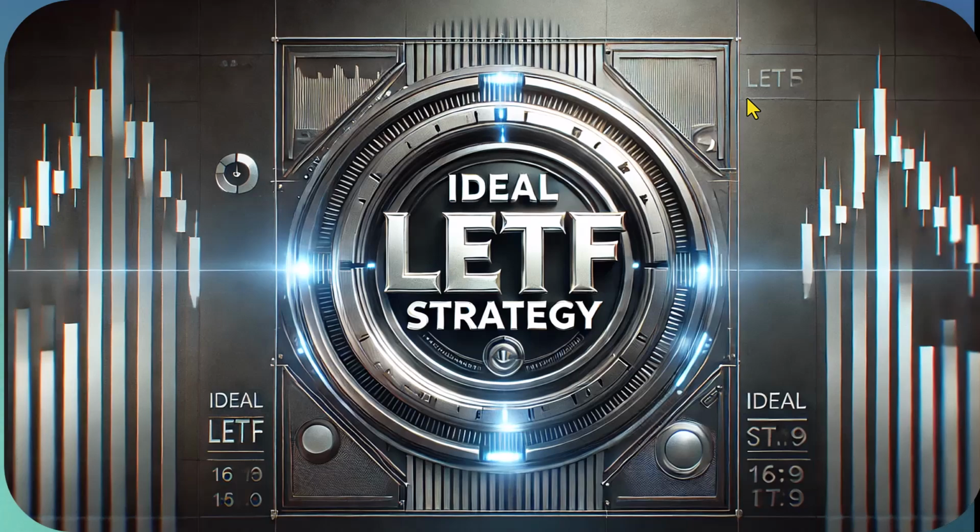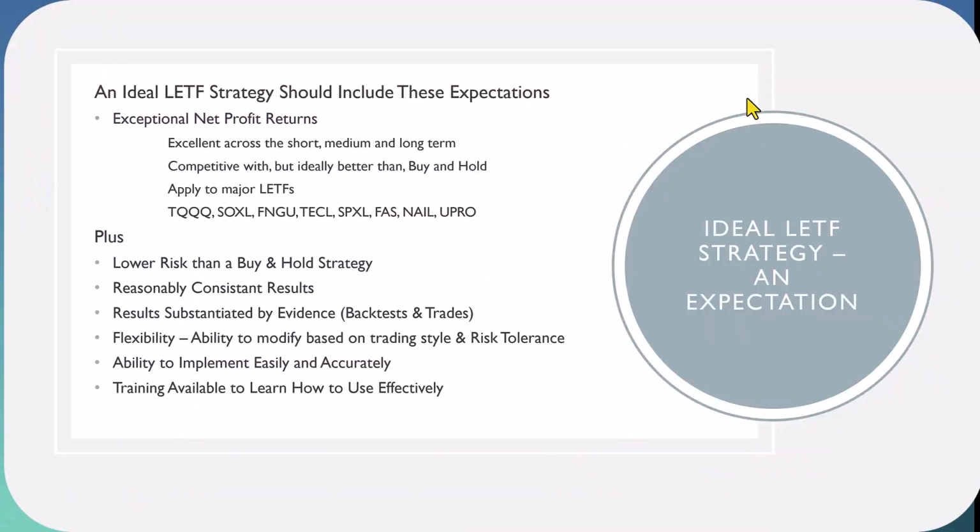But if there were one, I think we could imagine what it might look like, what it might be composed of. And if there were, I think we would expect it to have exceptional net profit returns that would come from short-term, long-term, medium-term time periods. That would be competitive with buy and hold, hopefully better from a performance perspective, and would be usable with most of the major leveraged ETFs, such as the list that's on this slide.